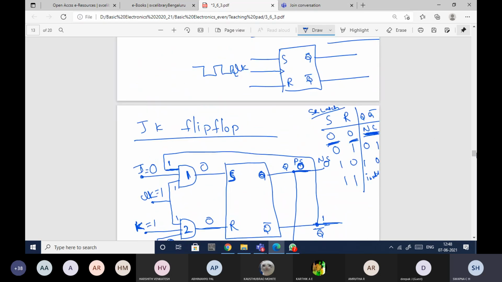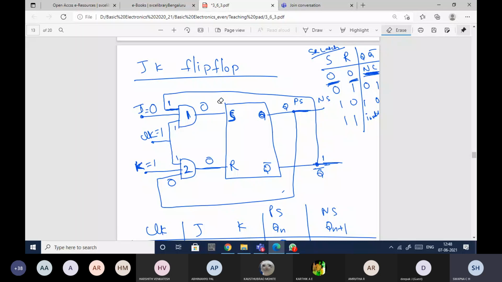Okay, so let me just erase everything again. Write again. Clock is equal to 1. It means that this and this are ones. J is equal to 0. K is equal to 1. Okay, now the present state I need to consider to be 1. If Q is 1, Q bar will be equal to 0. So this 1 will come here, and this 0 will go here to the first gate. So 0, 0, 1, the output of the first gate is 0. 1, 1, 1, the output of the second gate is 1. Okay, so if you observe, S value is 0 and R value is 1.